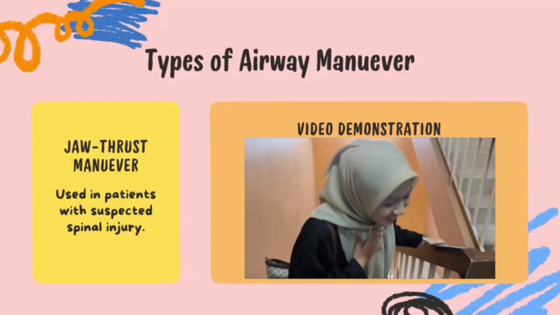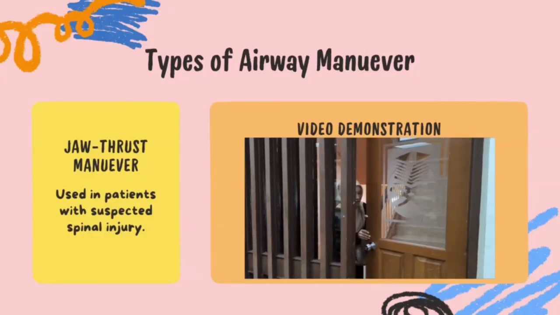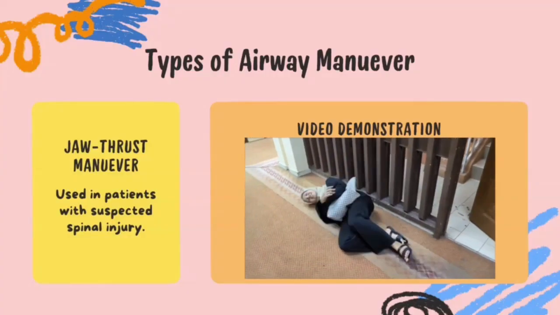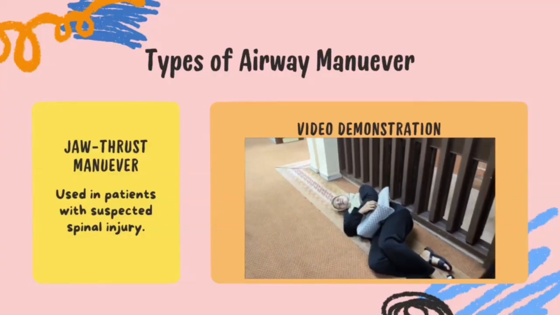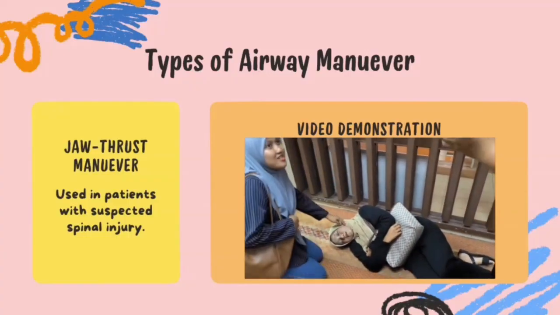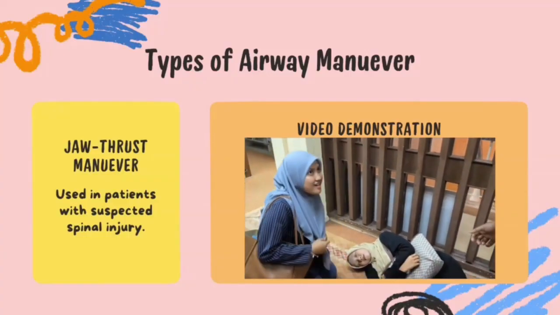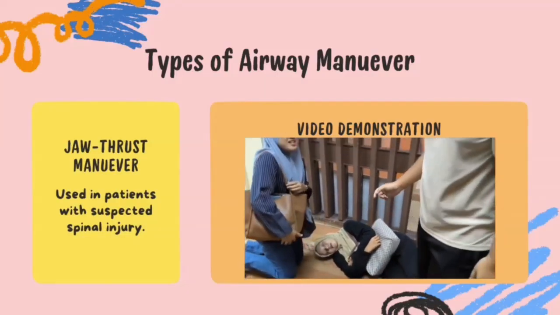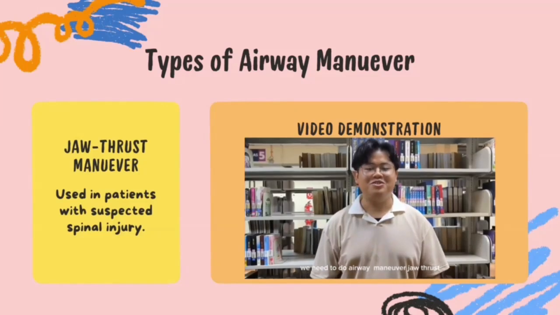I can't breathe. Oh my god, Safra, are you okay? Safra, is she dead? No. Oh my god, I think she collapsed. Collapsed? Collapsed from asthma. What to do? I think I know what to do. We need to do the airway maneuver with jaw thrust.